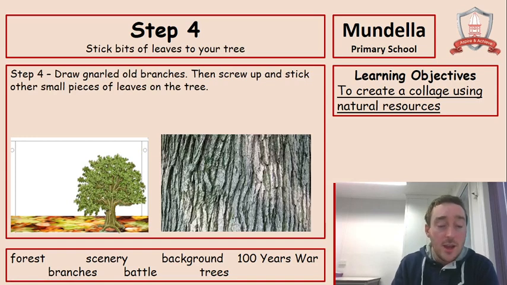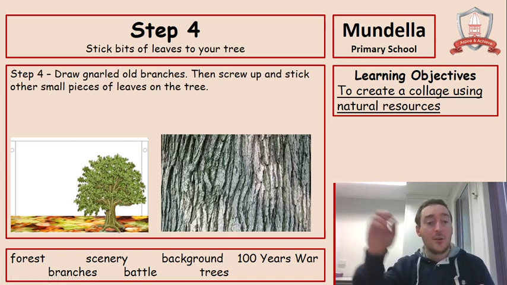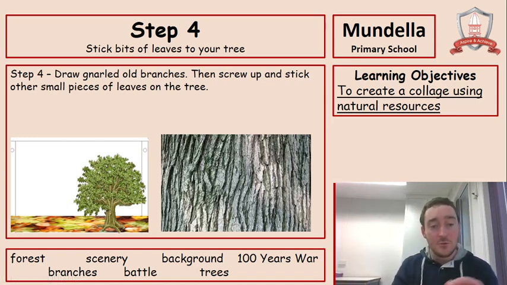Step 4, we're going to have to draw the branches, and if we've got any more leaves left, we're going to stick them on the tree as well. So we might have to scrunch them up into little balls so that that tree looks more like a big bushy oak tree with lots of leaves.